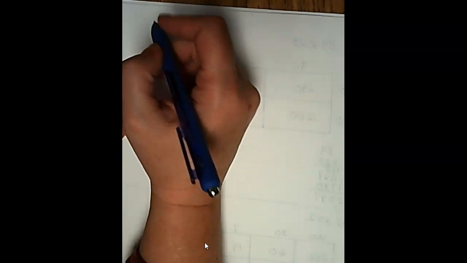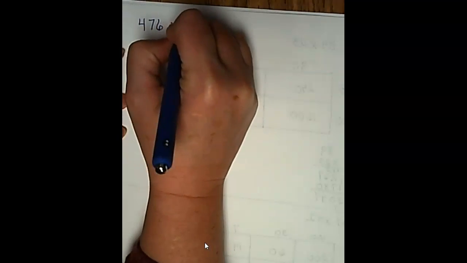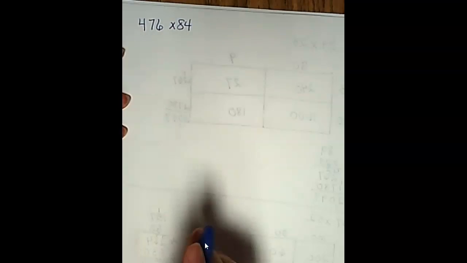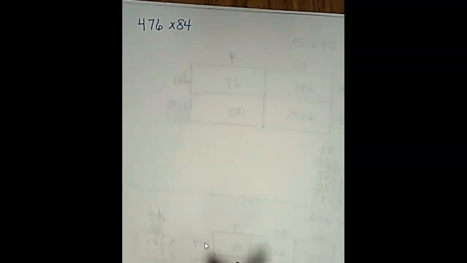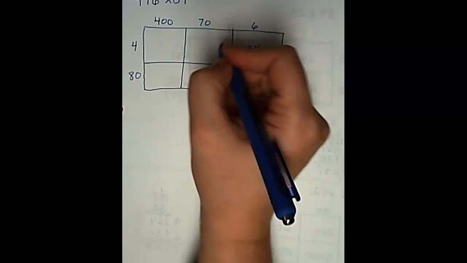Let's try another one. Our problem is 476 times 84. Draw your area model and multiply the different place values, and then come back when you are done. Now add them together. Now let's try solving it using the standard algorithm. Pause, and when you've got your answer, come back and let's check together.